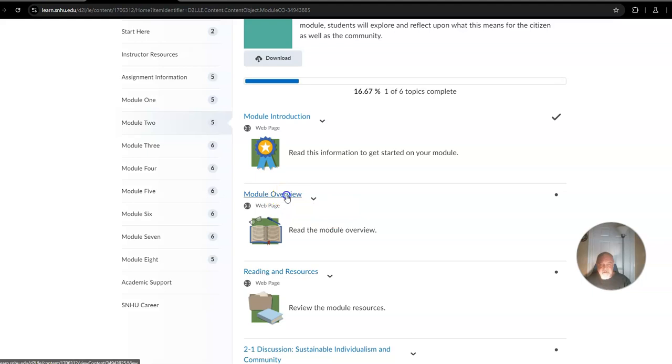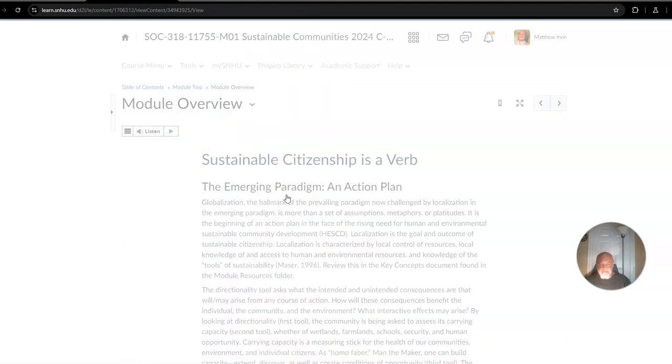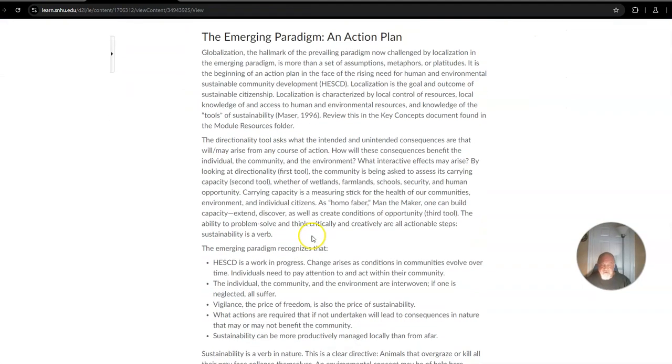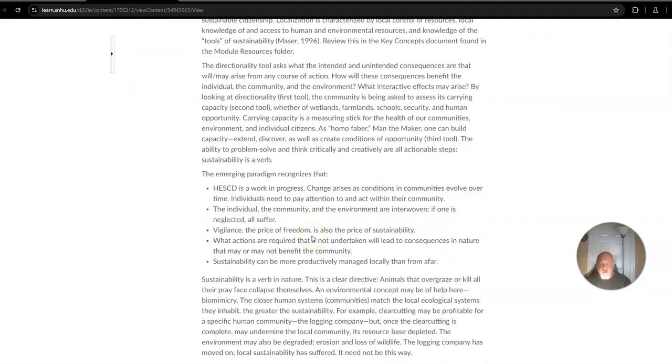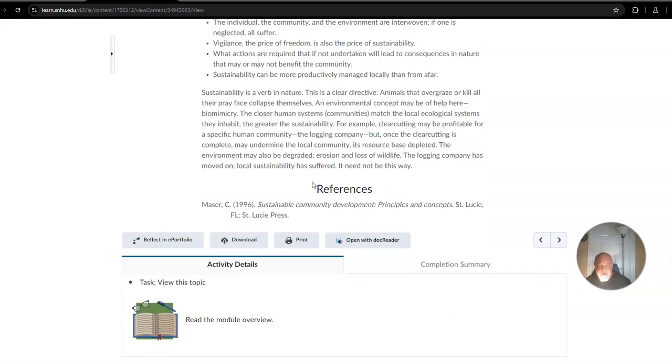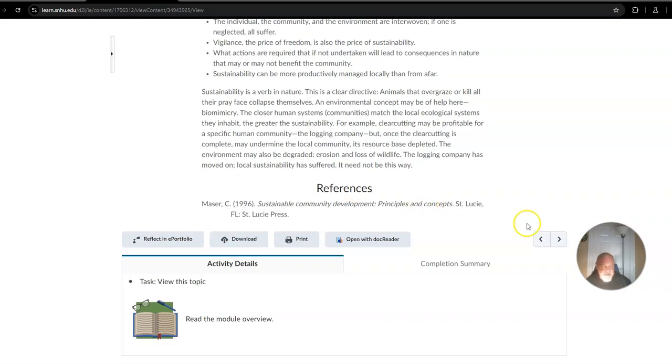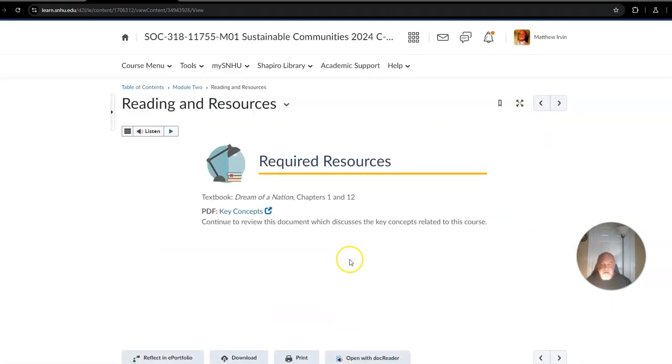So this is the module overview. Please read that: human, environmental, sustainable community development. Our concept here that we're working with, right? Okay, read this. Okay, here are the key concepts.